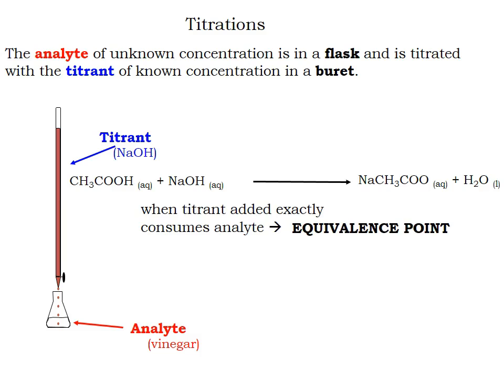Now, when the titrant added, the sodium hydroxide, exactly consumes the analyte so that there is no more analyte remaining and there is no excess titrant that has been added, that is a point in the titration called the equivalence point. And this point is important because this is generally the reason that we use a titration. We generally perform a titration in order to determine the moles of unknown analyte.